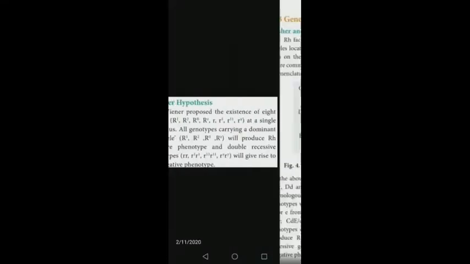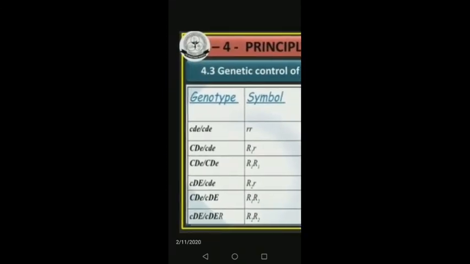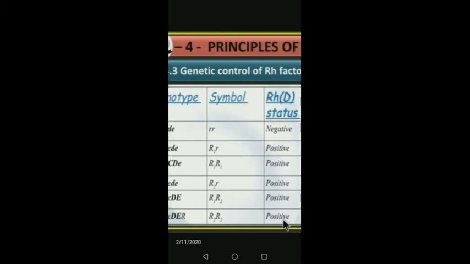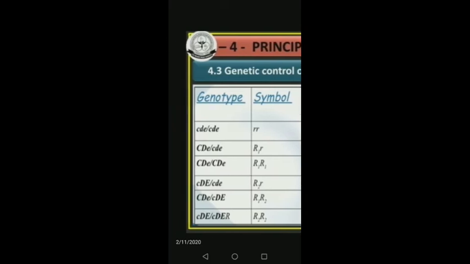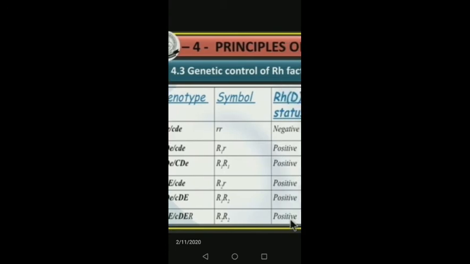Here you can go through this one, the CDE. Small c, small d, small e, symbol small r, which means recessive, that's a negative one. Here CDE: capital C, capital D, small e; small c, small d, small e. Here D comes. Capital D means capital R. If small d comes, it means small r. Capital R means it is said to be positive. Small r means it is said to be negative.